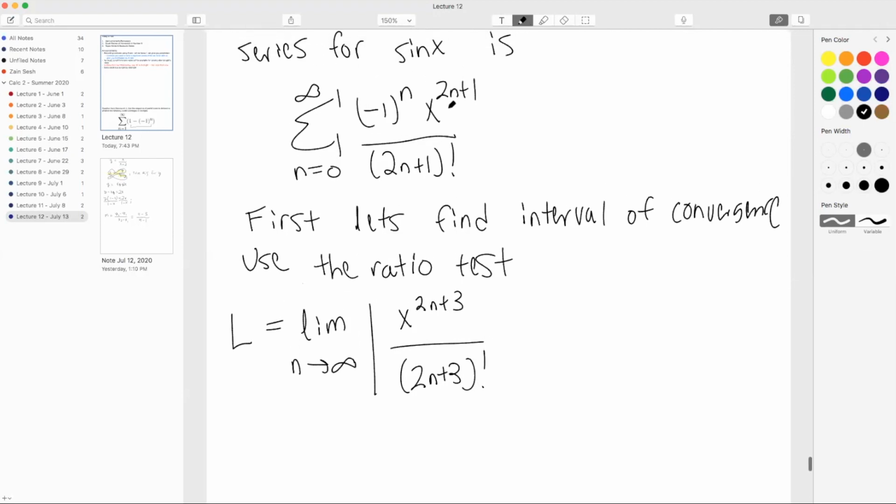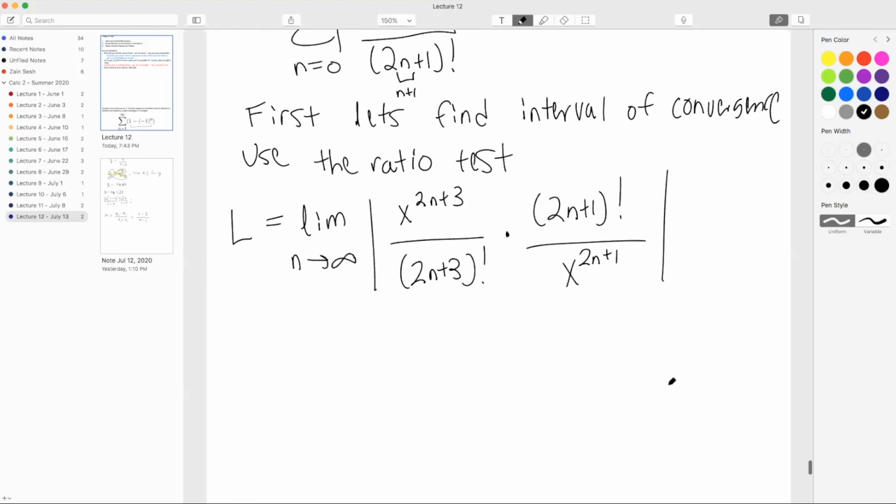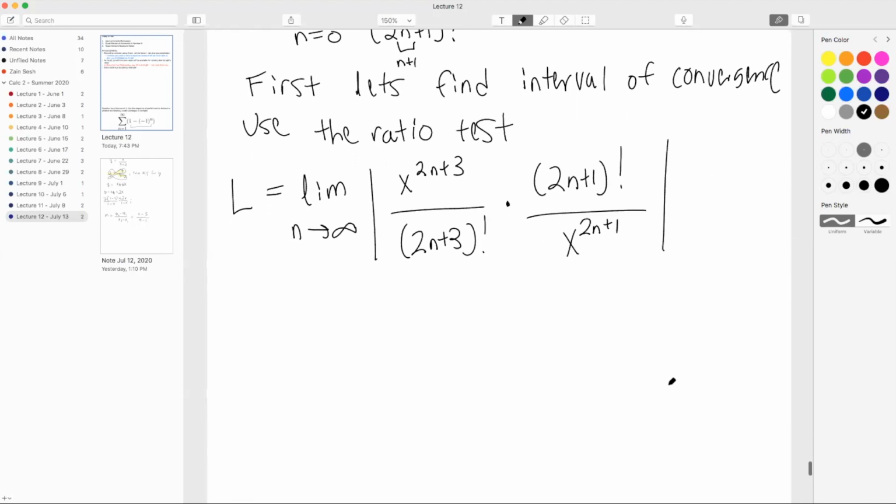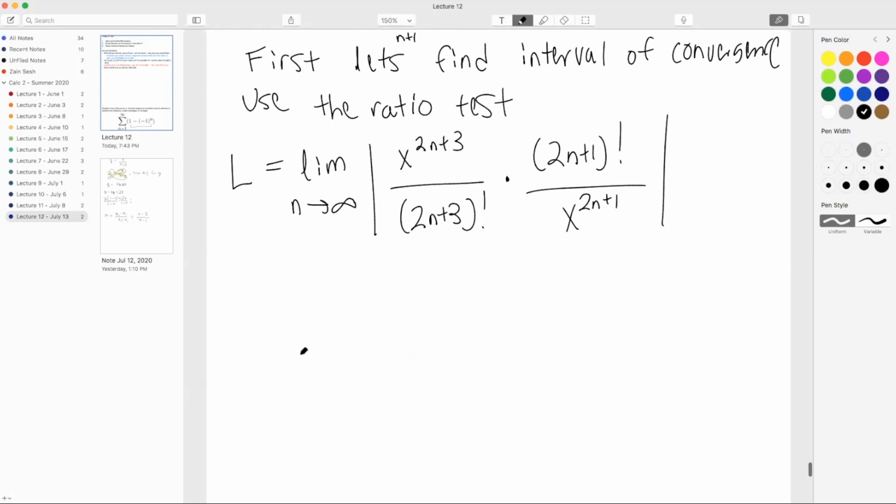Okay, so I get that if I plug in n plus 1 for n. I hope everyone's okay with that. So if I plug n plus 1 here, I get 2n plus 3. And then let me multiply by the reciprocal. That's going to be 2n plus 1 factorial over x to the 2n plus 1. Very good. And if you just do some simplifications, this will be the limit as n goes to infinity.